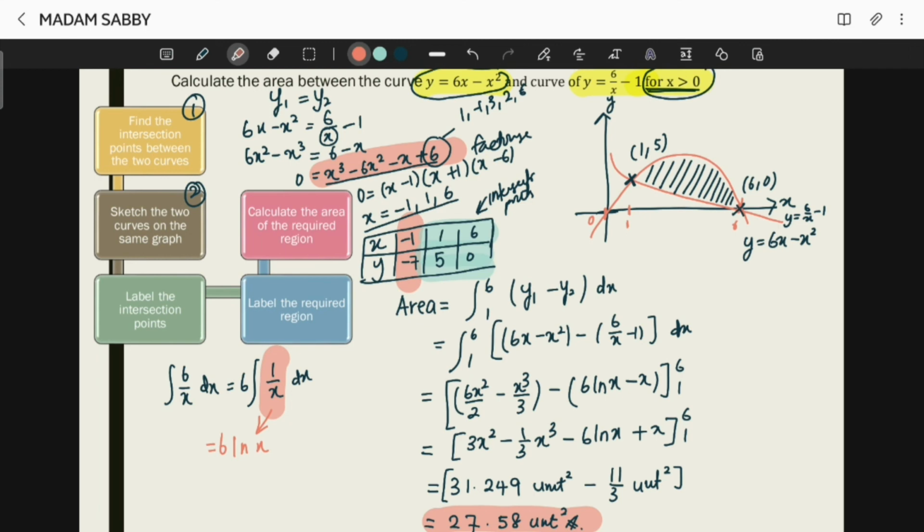Example 4 and example 5 are the combination area calculations, which is the area bounded between two curves. Example 4 is between one curve and one linear function, and example 5 is between two different curves. It doesn't matter whether y1 and y2 are curves or linear functions. Whenever you come up with this kind of question, you need to follow the guidance given here. We have to find the intersection points, then label the region of the area bounded between the two curves, and from there you can calculate the area.